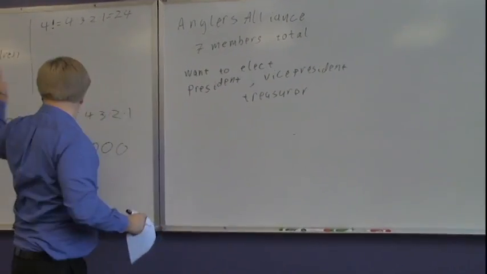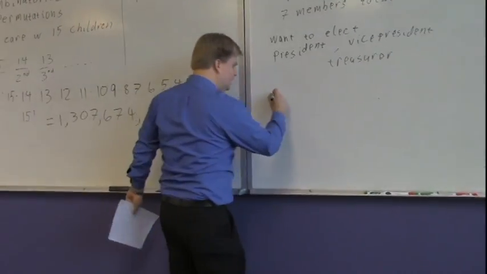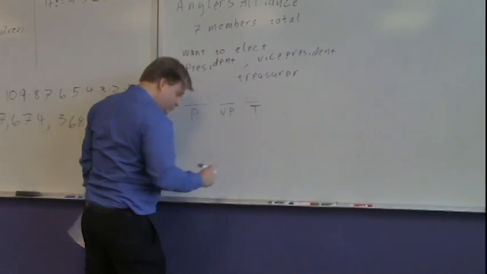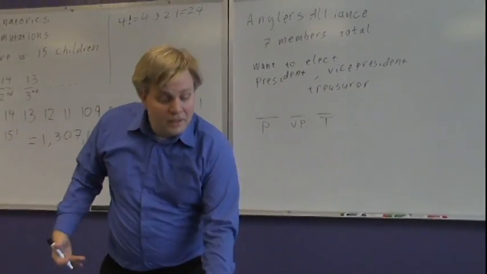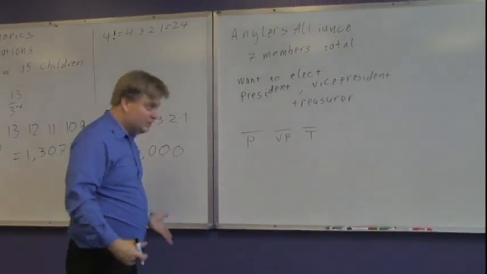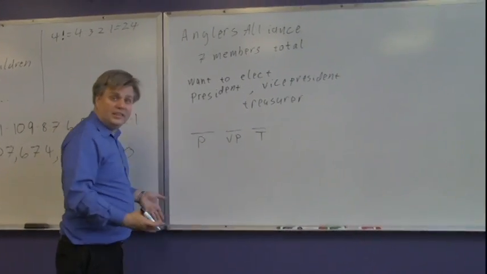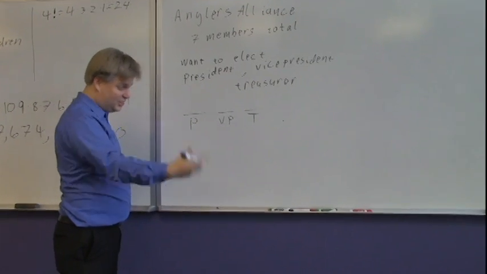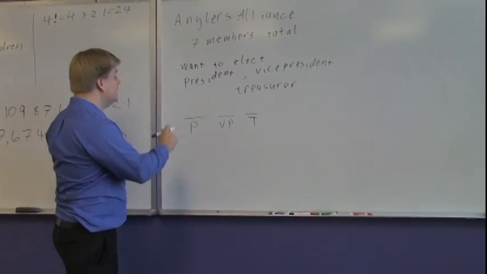Well, it's similar to lining up the kids. We have 3 slots here: a president, a vice president, and a treasurer. And let's say a person can only hold one office, which, for any sane organization, is what they should do. If one person's in 2 offices, maybe they should combine those offices.